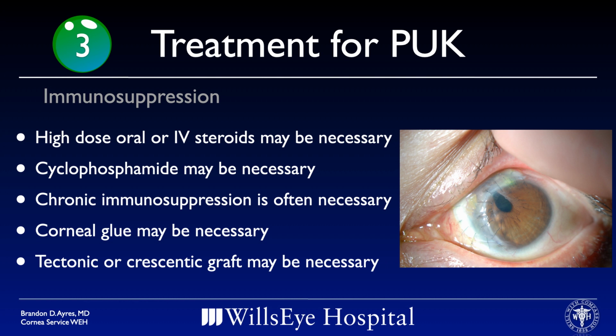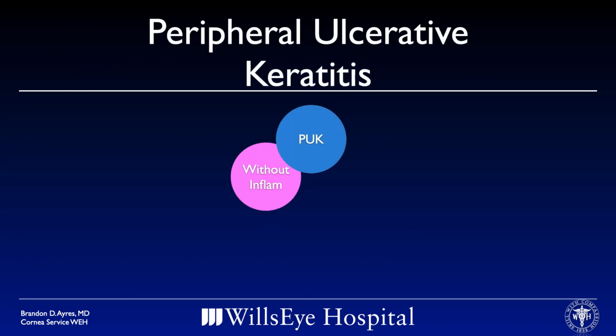Cyclophosphamide or other immunosuppression may be necessary. I like using cyclophosphamide in some cases because it works relatively quickly, faster than some others, but it certainly has a side effect profile that some patients don't appreciate. Gluing can be helpful, but it only buys time. I'm not a huge fan of gluing a cornea and then watching that glue for years and years. It usually is a way for me to try to quiet the eye down, to get the eye in a better condition to accept some kind of crescentic or tectonic graft down the road. And here we've got a clinical image of a nice crescentic graft in a patient with a peripheral ulcerative keratitis.